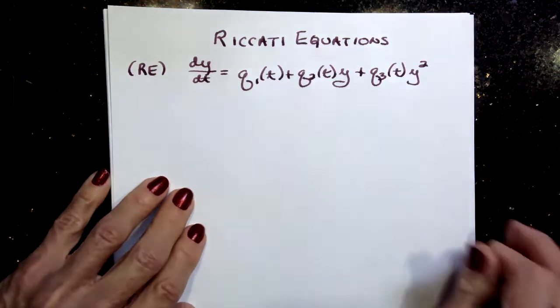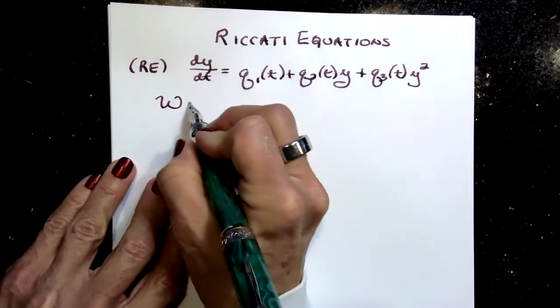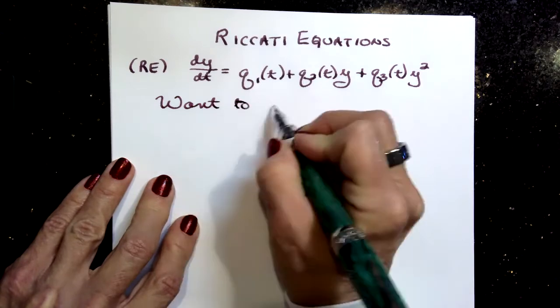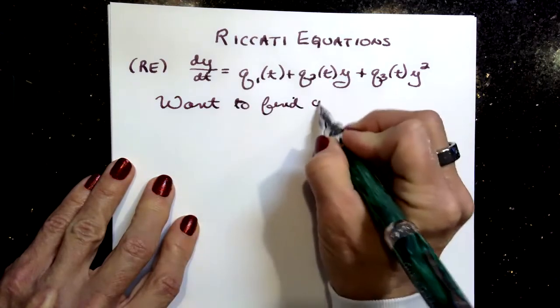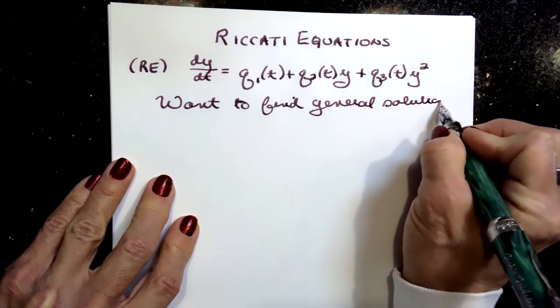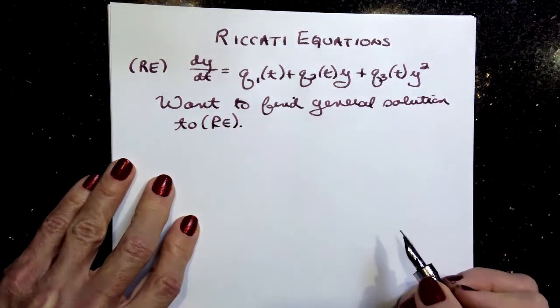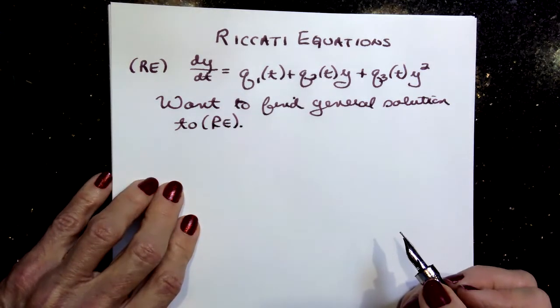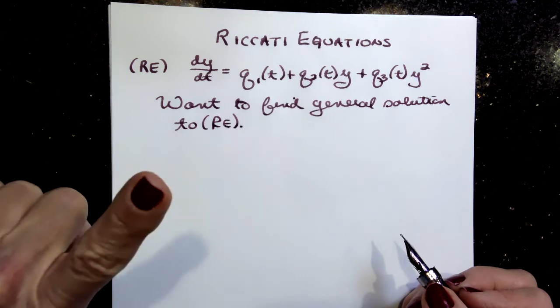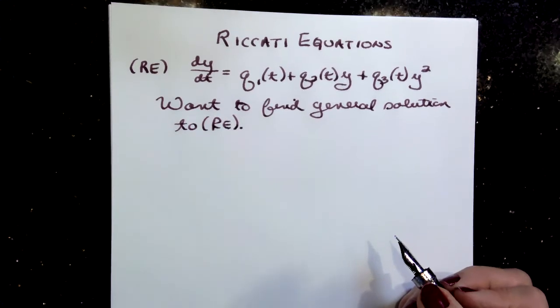Okay, and there's a little bit of a catch in the method. Basically, we want to find the general solution to this Riccati equation. All right, so the catch is it's not so easy to do unless for some reason, somehow, you know one solution already, just one solution. And then we want to know all the possible solutions. Okay, so let's see.